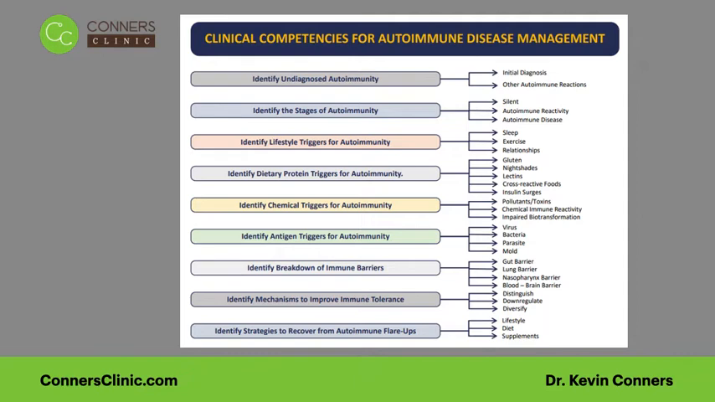So you have to look and dig. You have to be an investigator. You have to put on your Sherlock Holmes hat if you have an autoimmune disease. Identify other active antigen triggers. Those are pathogens. Are you exposed to a virus or a bacteria or parasites or mold?